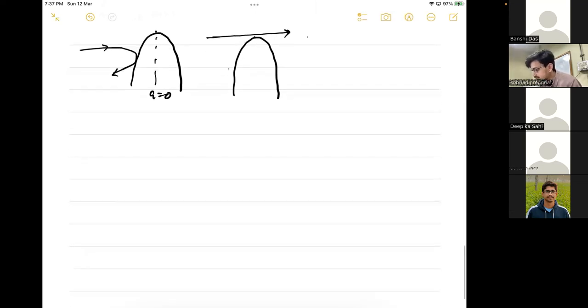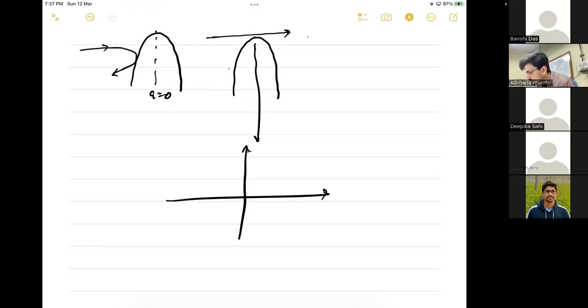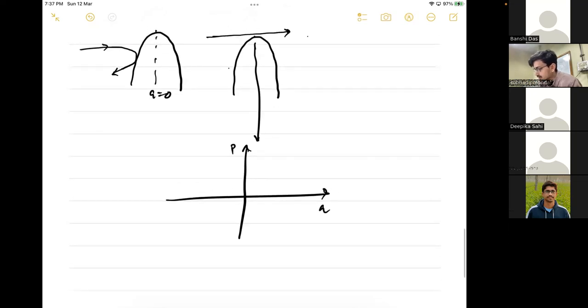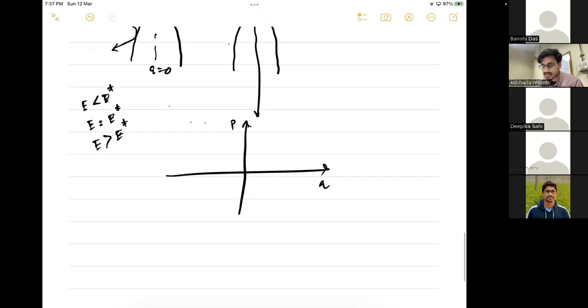So basically, to translate this concept, this is the configuration space barrier, and if you draw the phase space for this, this is q and this is the p-axis. For trajectories having energy, there are three regions: energy less than E double dagger, energy equal to E double dagger, and energy greater than E double dagger, right? So these are the three energy regions.